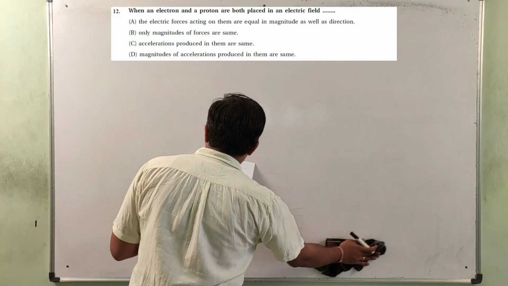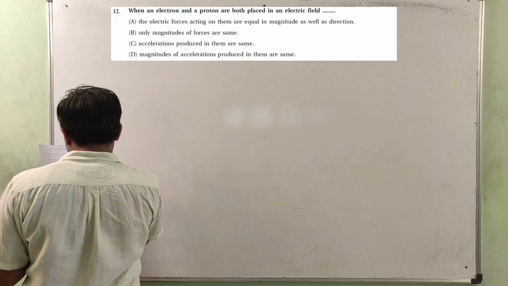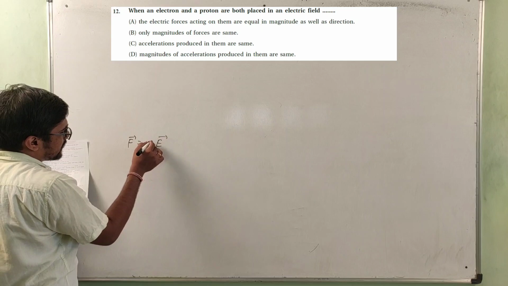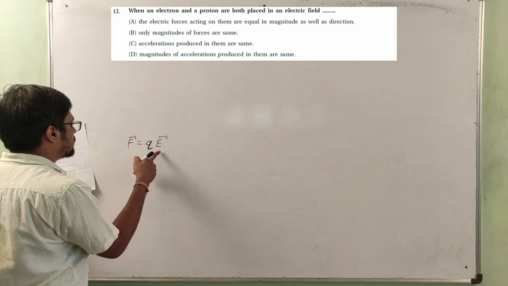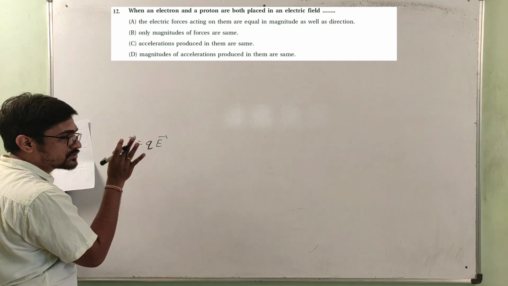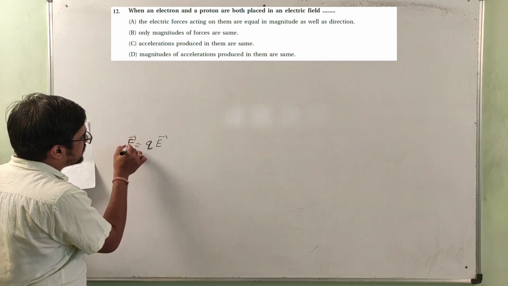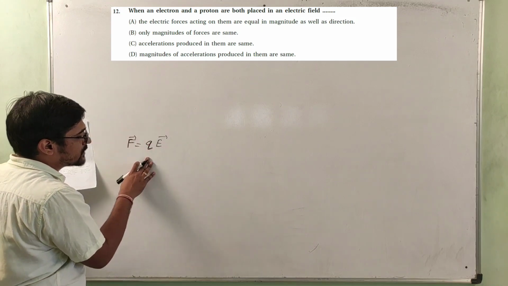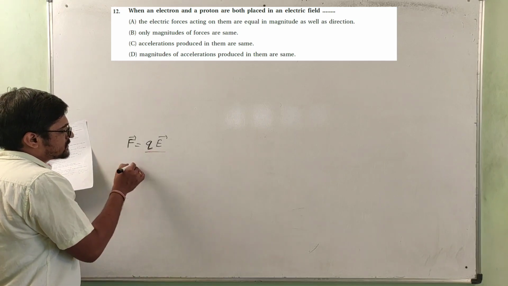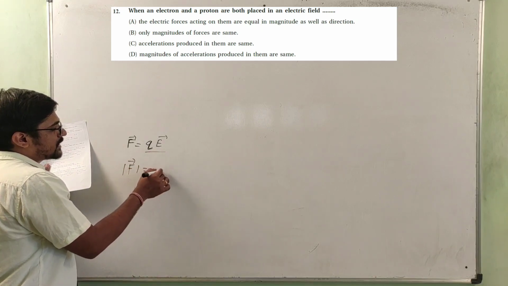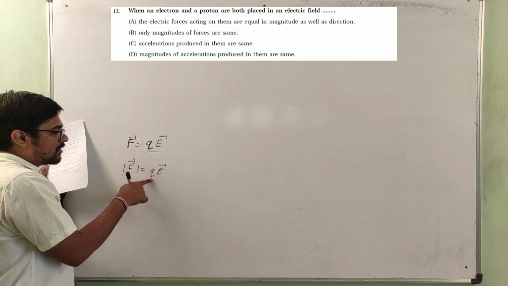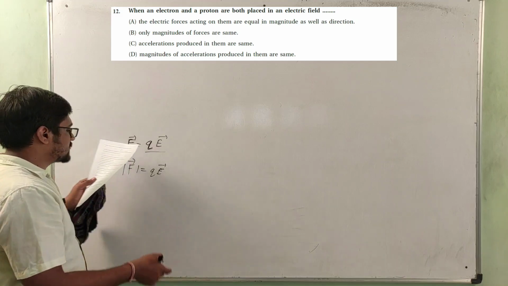Question number 12. When the electron and proton are both placed in an electric field, then what happens? If they are placed in an electric field, then force will act on both charges. Sorry, the force on the electron is in the opposite direction of the electric field and the force on the proton is in the direction of the electric field. So the magnitude of force for both charges is equal to what? Q into E. The charge of proton and electron is the same, so the force is also the same on both, but the direction is opposite.